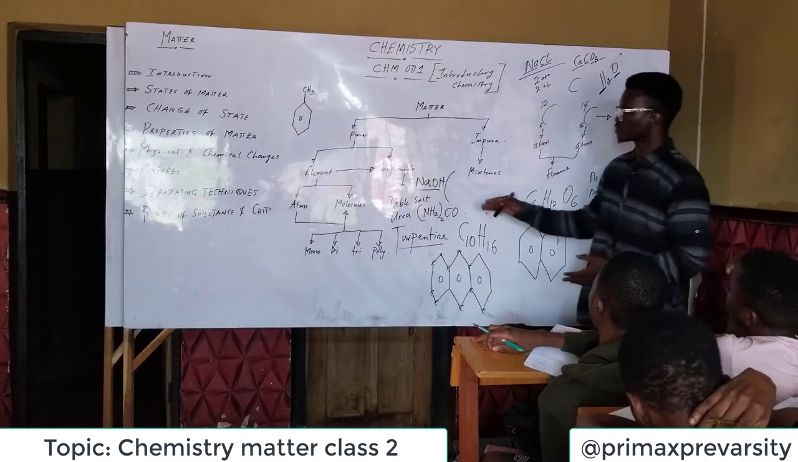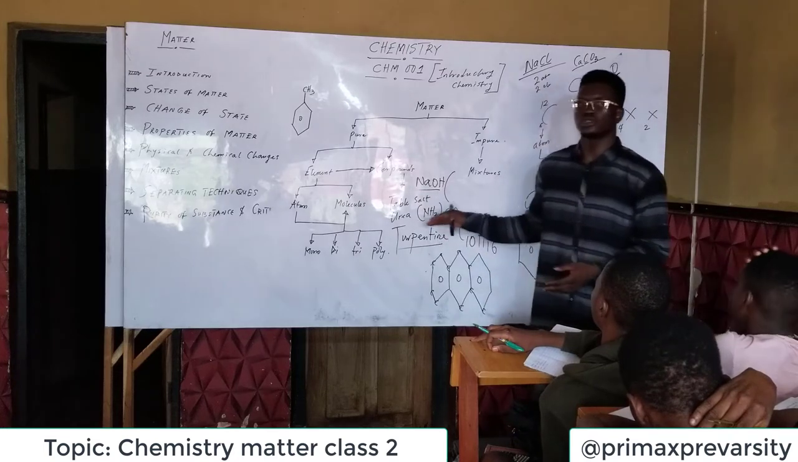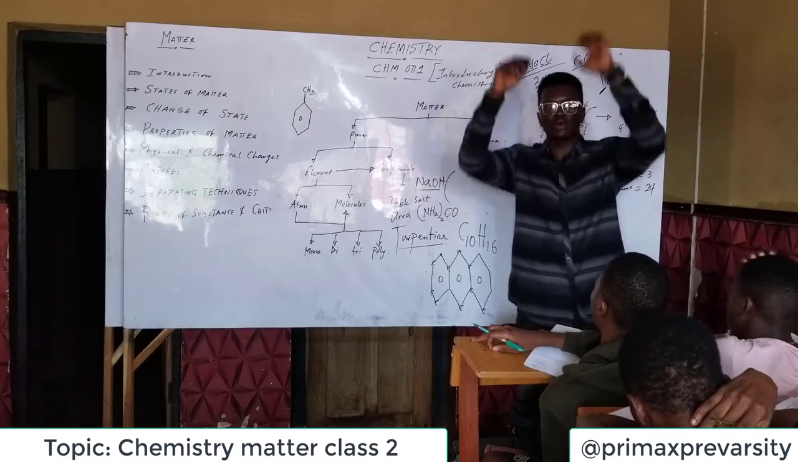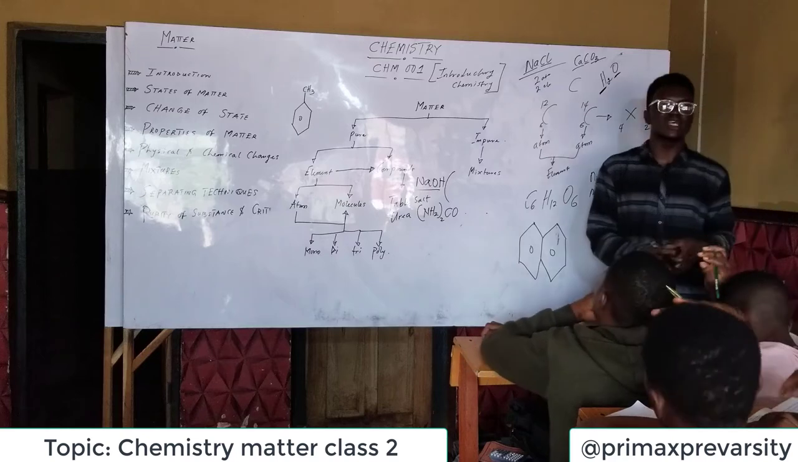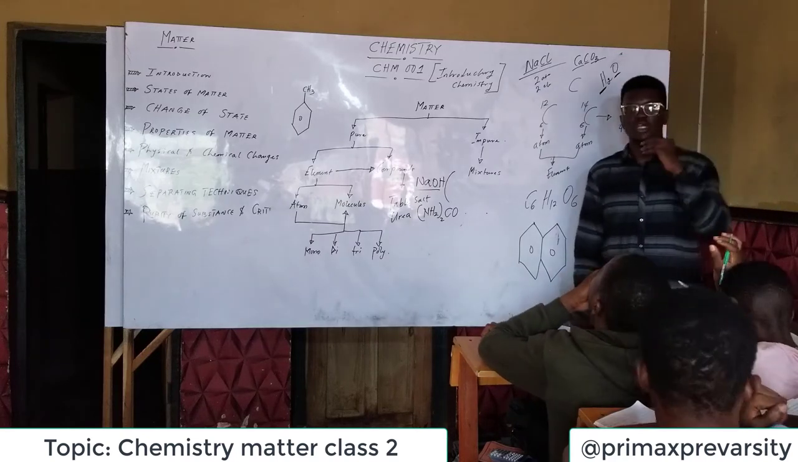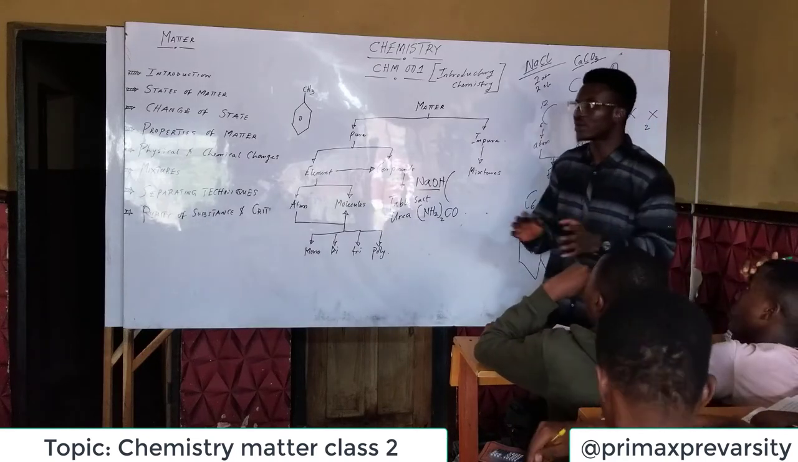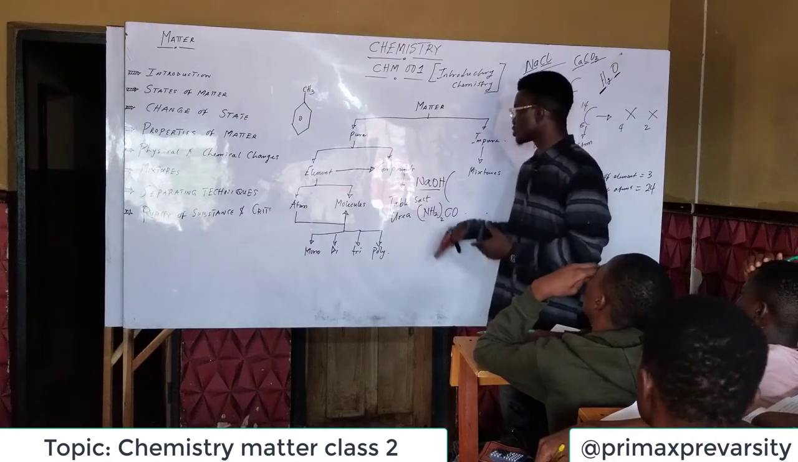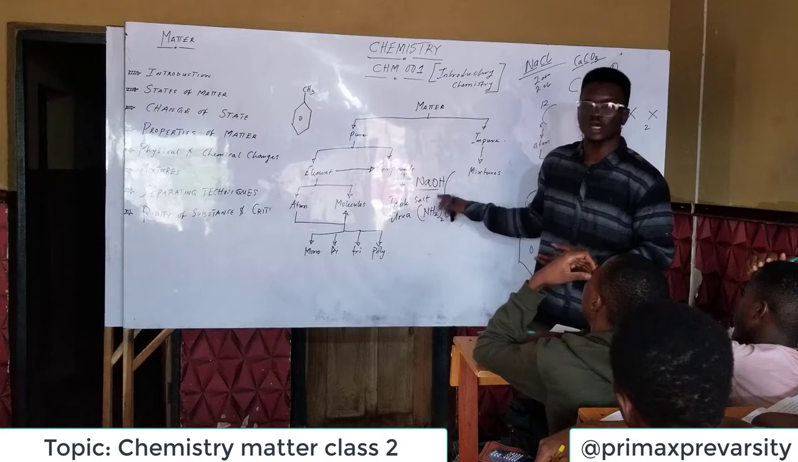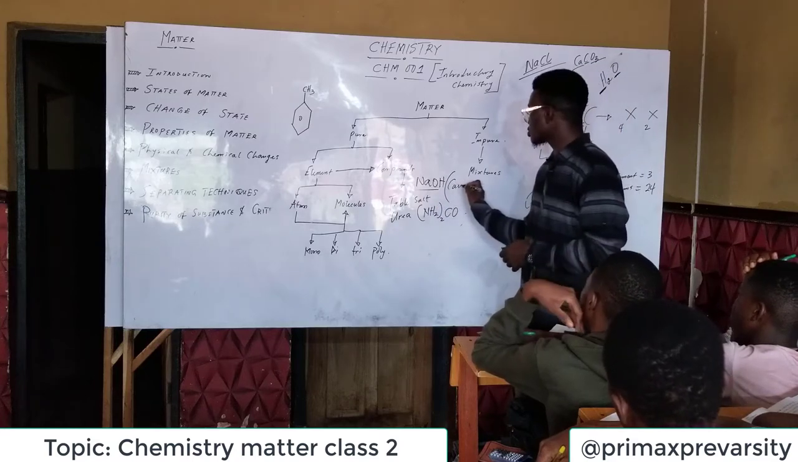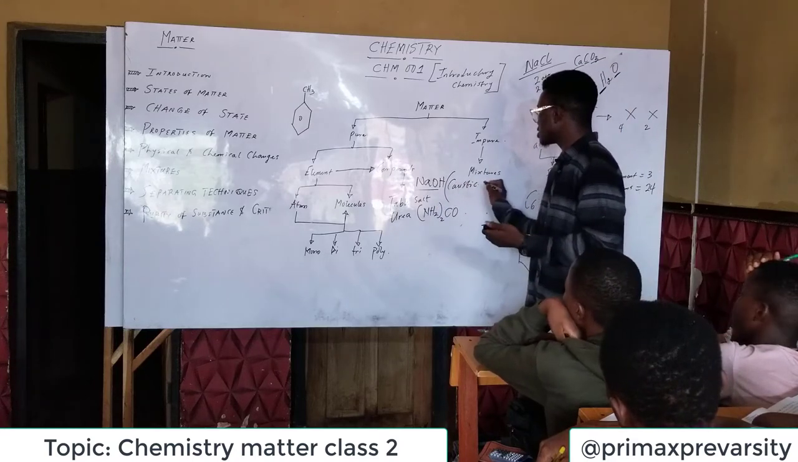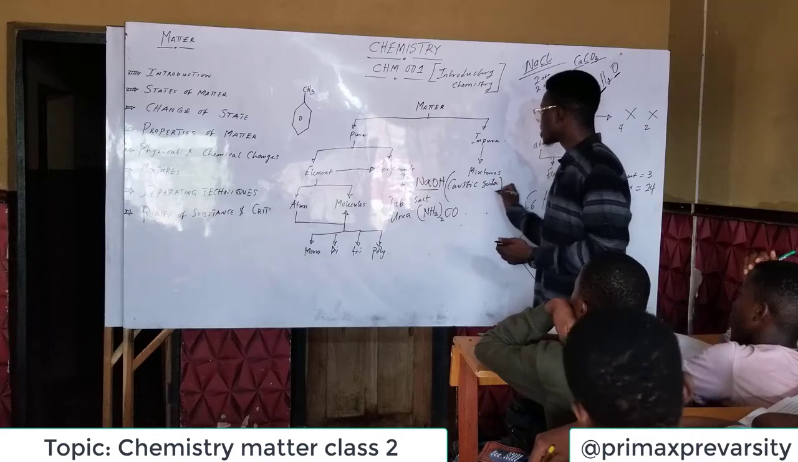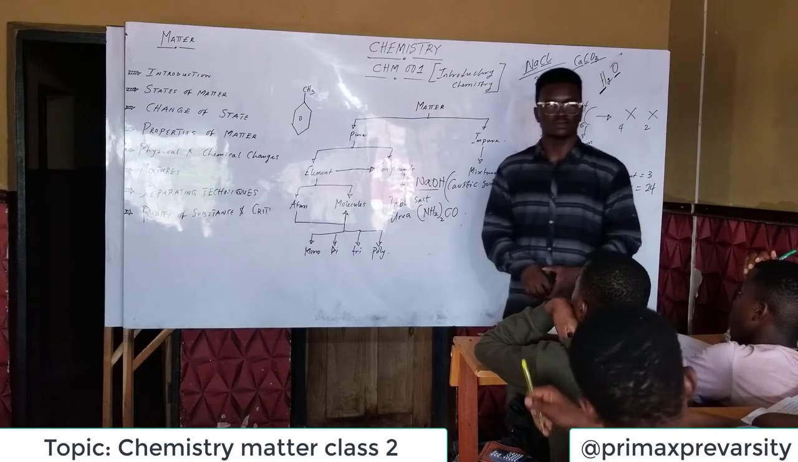So for now, your urea, your table salt, which other compound? Anything you can represent with a formula is a chemical compound, as long as you can represent the formula. So this is urea, table salt, and caustic soda. At least those are the ones you should know. Caustic soda. Which other one?